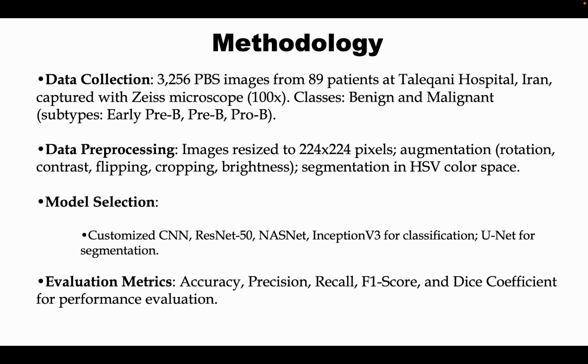Pre-processing involved resizing images to 224 x 224 pixels and augmenting them through rotation, contrast adjustments, and segmentation using HSV color space. For modeling, we employed UNet for segmentation, isolating key regions in the blood smear images, and CNN architectures for feature extraction and classification, including DenseNet 201, MobileNet v2, and ResNet 50.